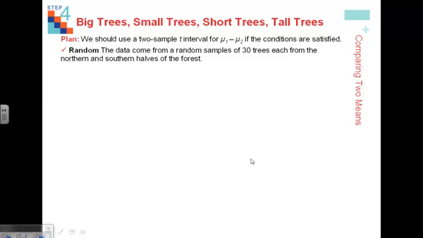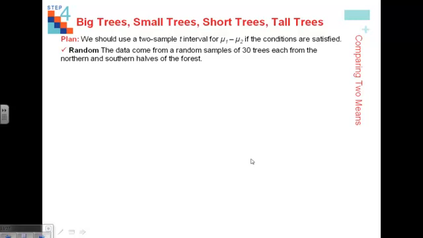Okay, so population 1 was the longleaf pines from the north. Population 2 were the longleaf pines from the south. The parameter of interest was the mean diameter. Do we have an H naught? Not for a confidence interval. Do we have an HA? Nope. Do we have an alpha? No. All right.